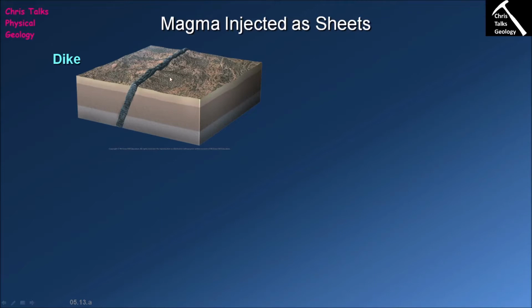Now, when a dike is typically expressed on the surface of the Earth, it's not uncommon for the dike to be made out of harder rock than the surrounding country rock. And so this means when erosion takes place, typically the rock either side of the dike will erode faster, leaving the dike exposed to form a linear ridge, which we can see on the surface of the Earth.